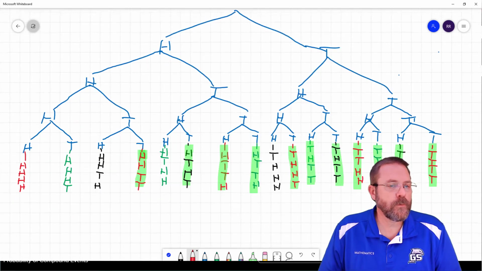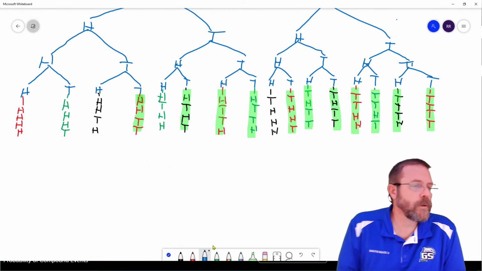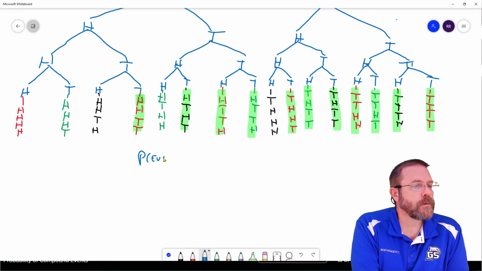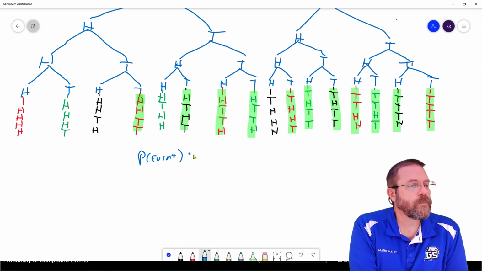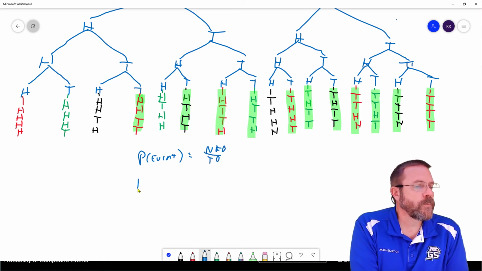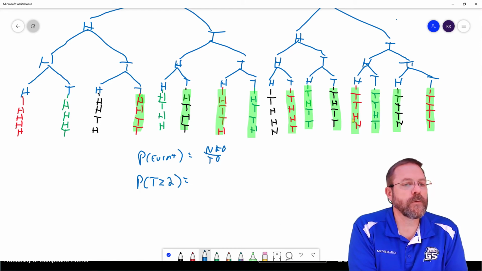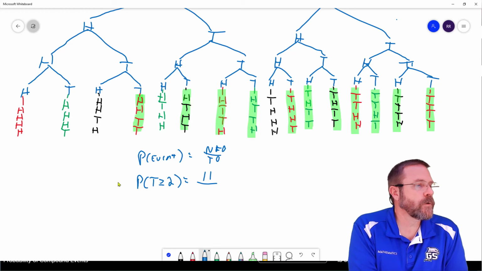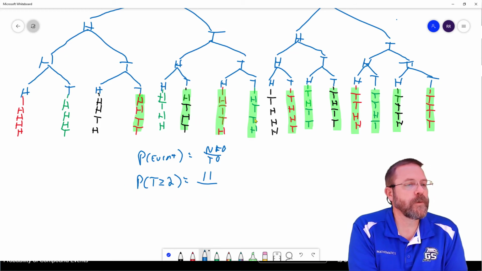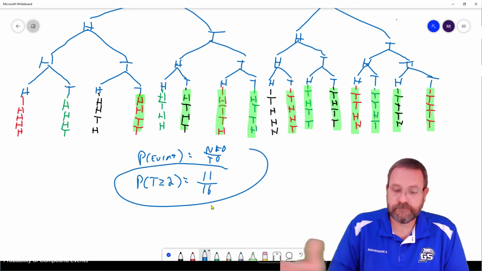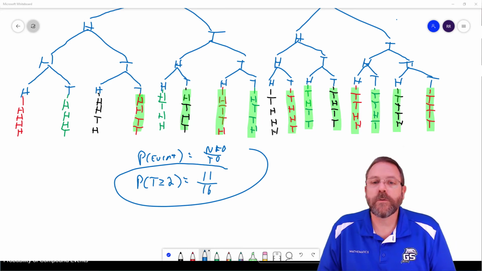Now we're going to zoom, see if we move it up a little bit. We're going to write our formula here. The formula is going to be the P of event is equal to the number of favorable outcomes over the total outcomes. The event we're looking for is tails greater than or equal to 2. And we had that, what did we say? 1, 2, 3, 4, 5, 6, 7, 8, 9, 10, 11. 11 times that occurred out of 1, 2, 3, 4, 5, 6, 7, 8, 9, 10, 11, 12, 13, 14, 15, 16. That answer is already in simplest terms. That's our supporting work. Jump back over here to the document.